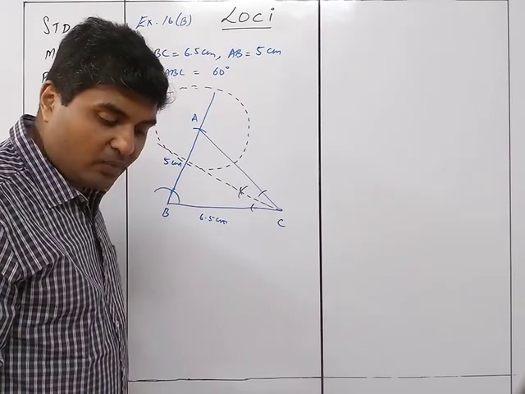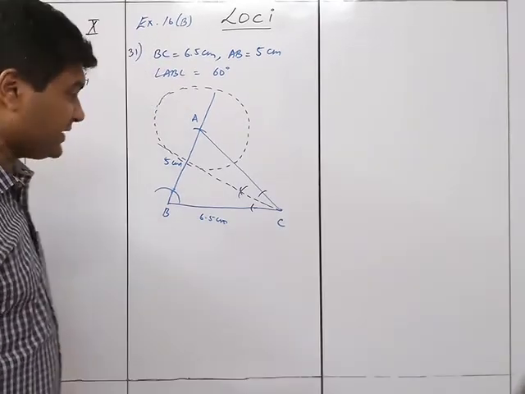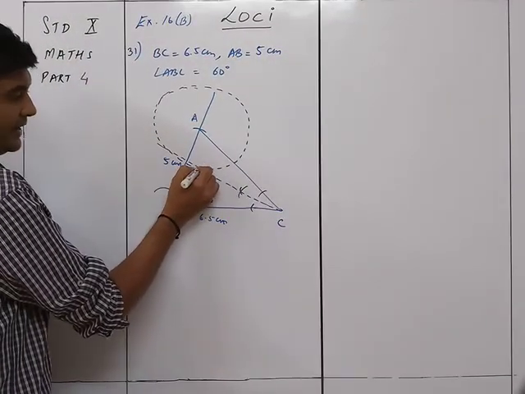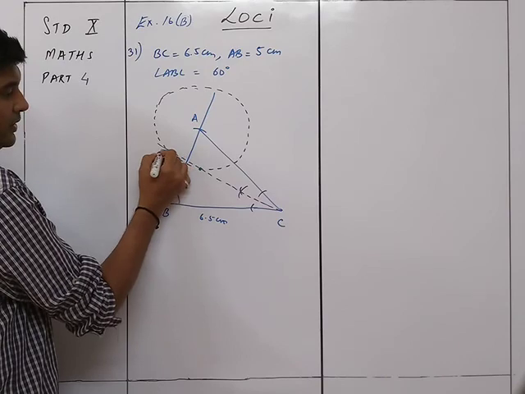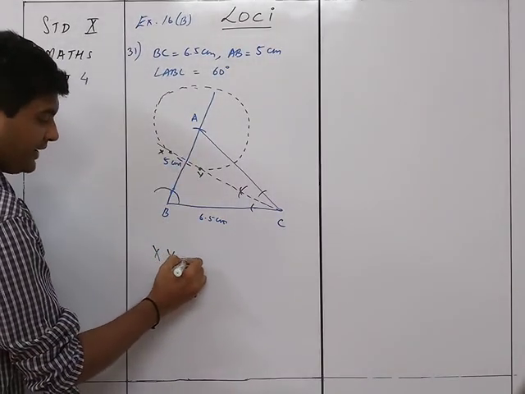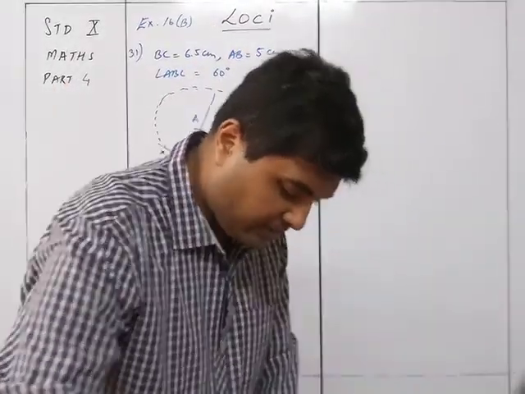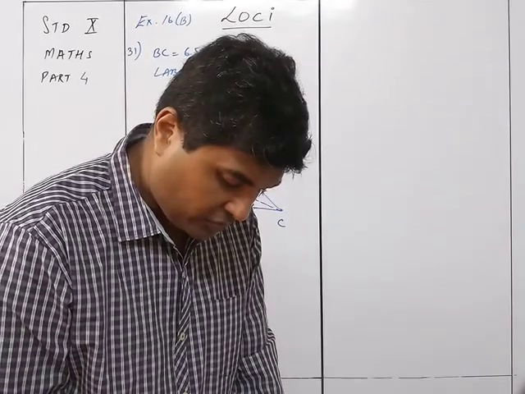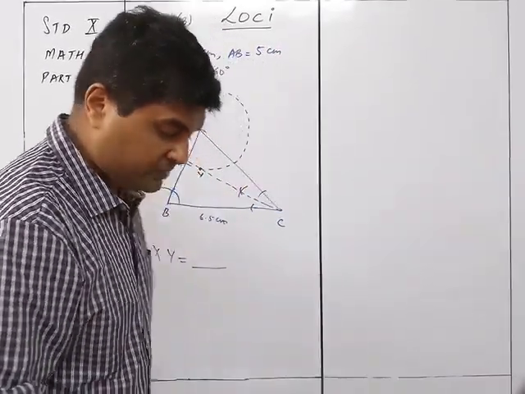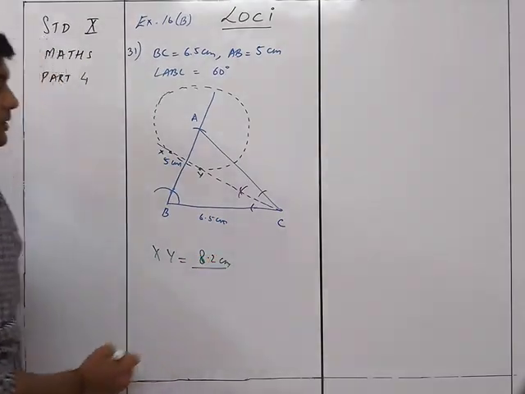Now mark two points X and Y which are at a distance of 3.5 from A and also equidistant from AC and BC, and measure XY. So this is the required thing. They cut this line at two points, one over here and one over here. This is your X and this is your Y. You are going to write that XY is equal to the measurement. So the measurement is approximately 8.2 centimeters.